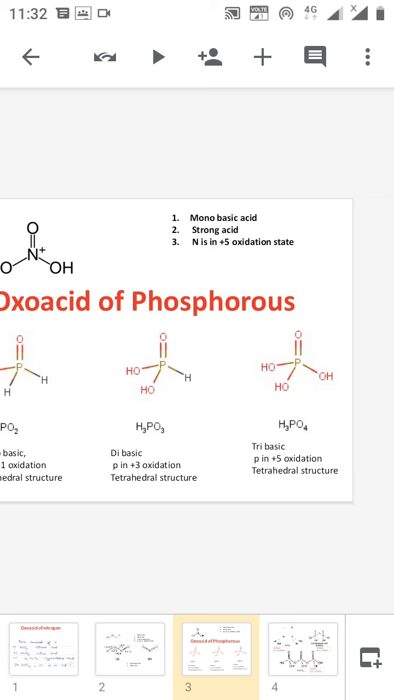The oxidation state of phosphorus in H3PO3 is +3, and there are two OH groups that are ionizable and one hydrogen is not ionizable, so it is a dibasic acid. The third one is H3PO4, in which three OH groups are ionizable. So it is a tribasic acid, and phosphorus exists in the +5 oxidation state, also in a tetrahedral structure.